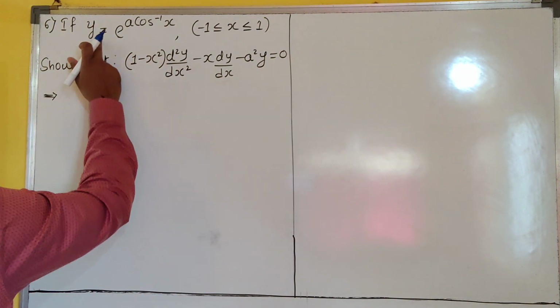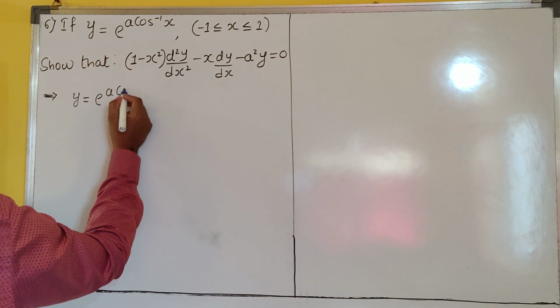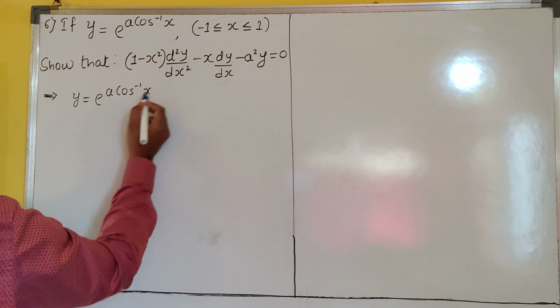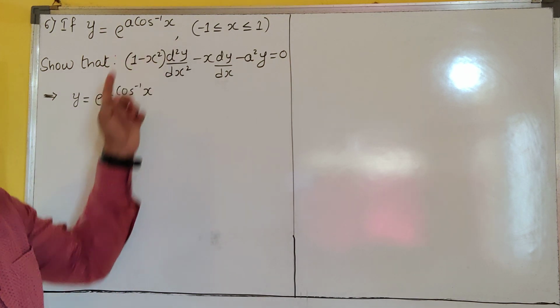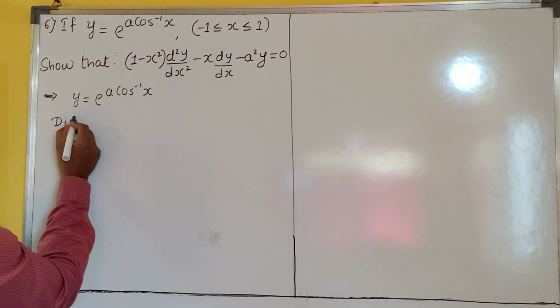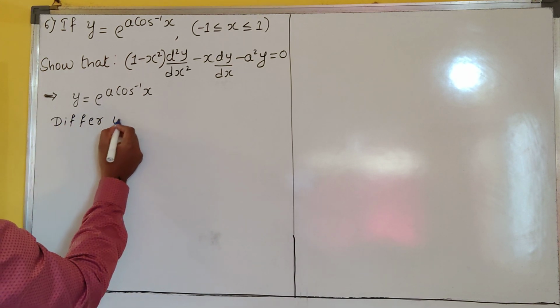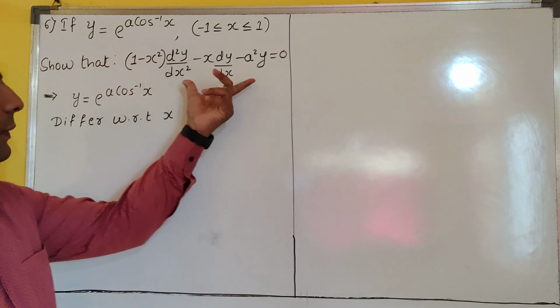First you write the given. Given is what? y is equal to e raised to a cos inverse x. Clear? This is the given. So now how to solve this one? You see, differentiate with respect to x, dear students. I have to show this one.